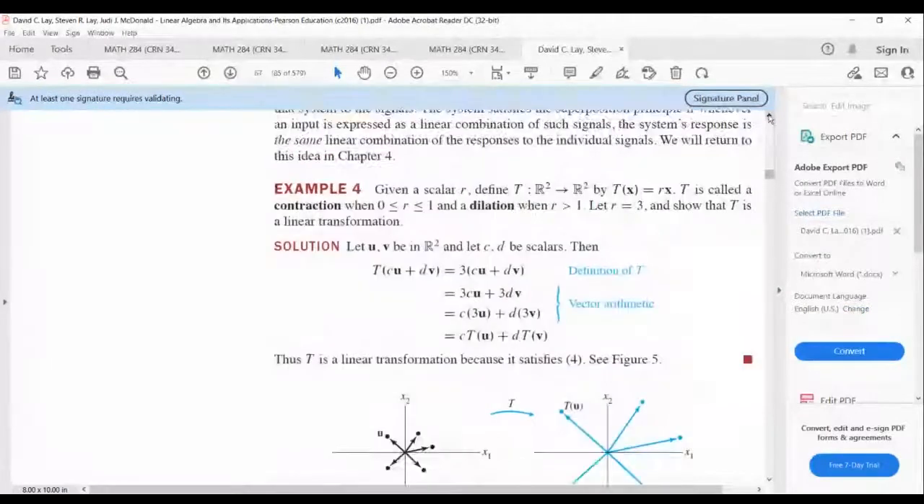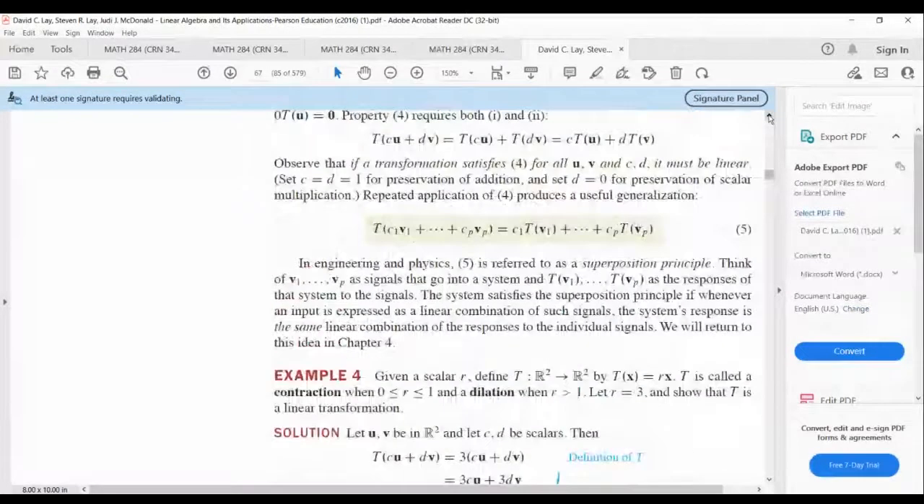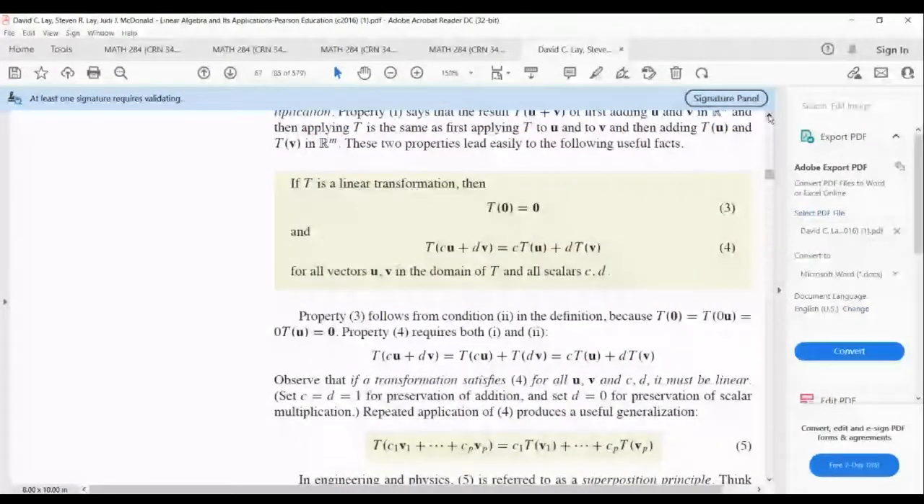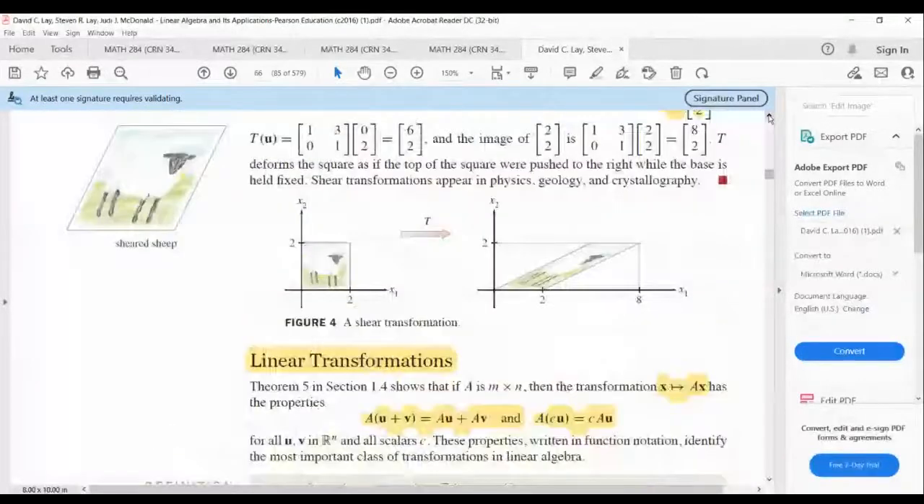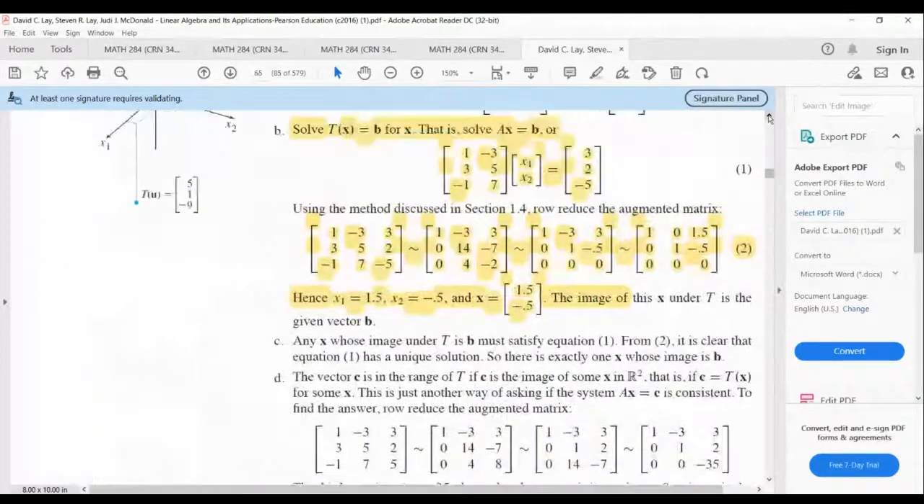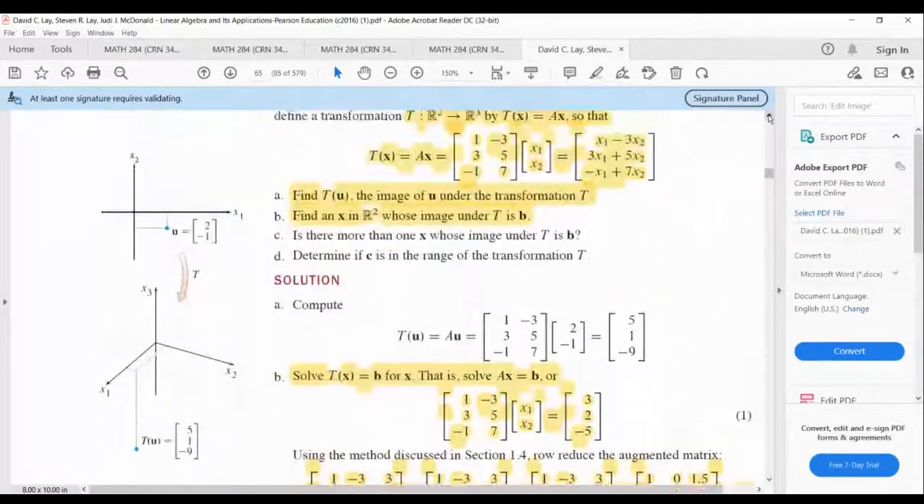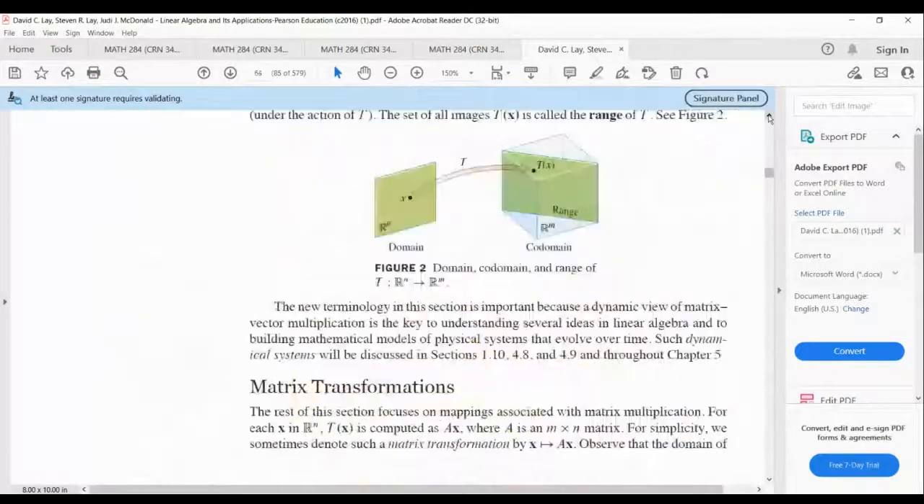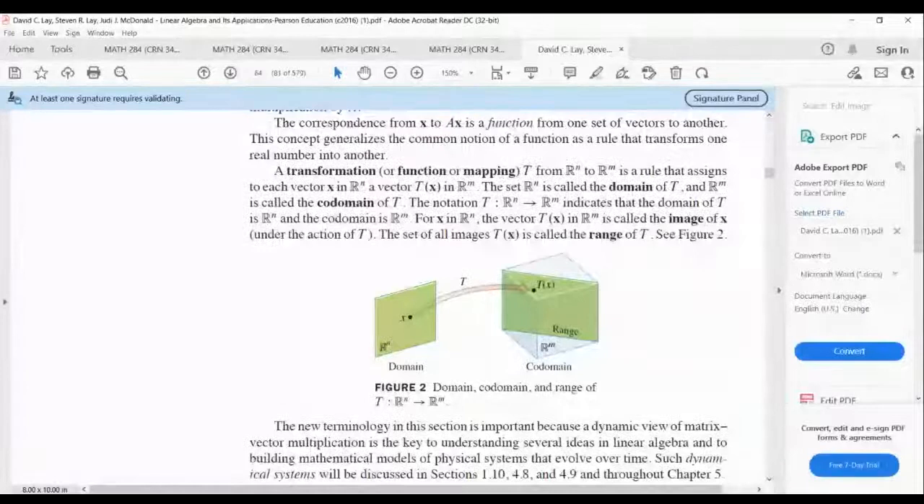If I go back here to figure 2, I'll find it here. One moment. There. That's the picture. So these are certainly helpful.